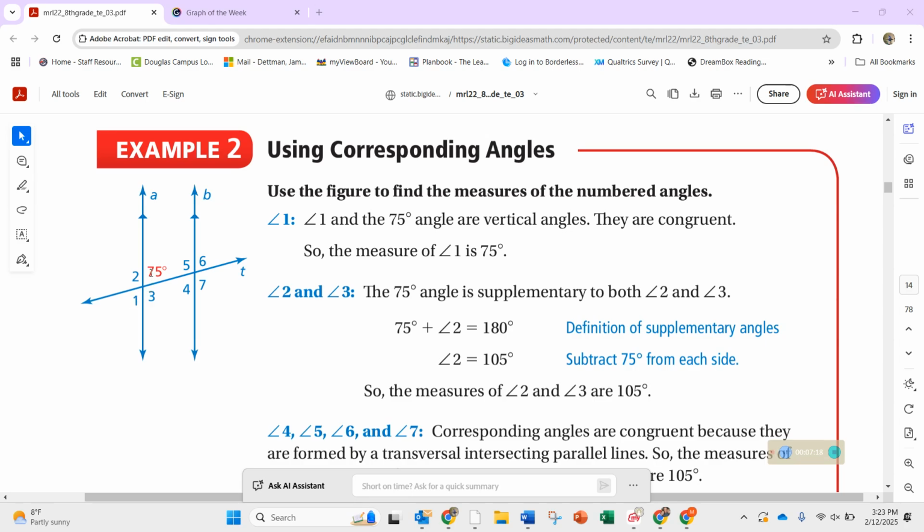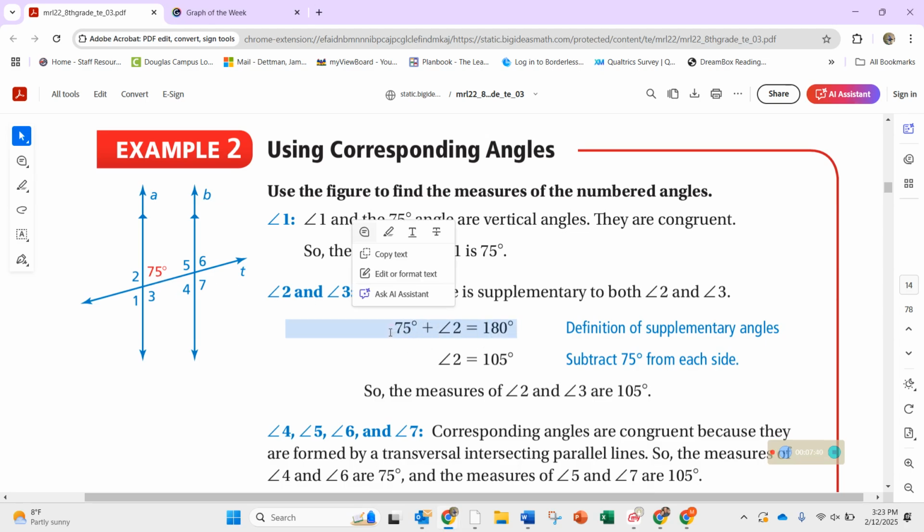You can grab a protractor and measure that. You see they're both 75 degrees, okay? So if we know 75 is that, now look at 2 and 3. It says 2 and 3. Well, what do we know? We know we have this 75 degrees, right?